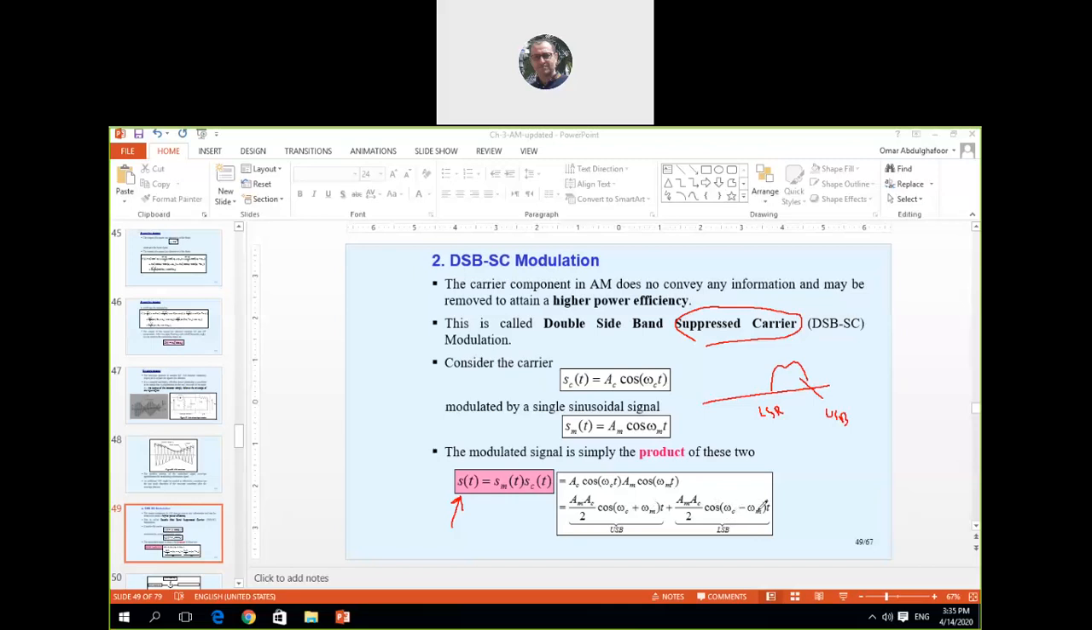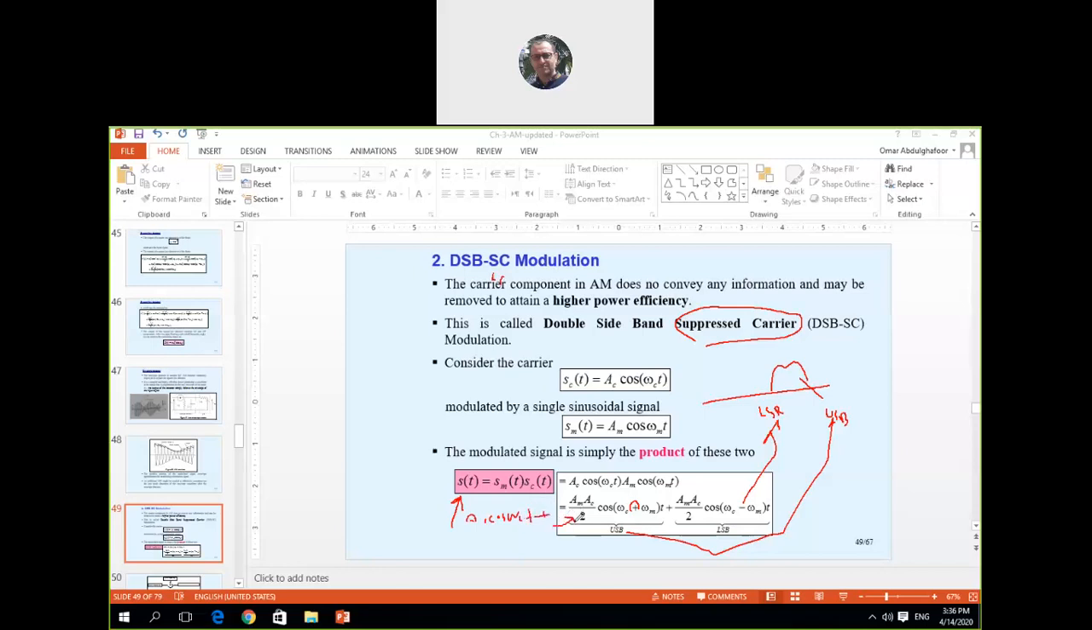You can see here that the positive part represents the upper sideband, and the minus part will be the lower sideband. We don't have any carrier as an independent term here. If you would like to compare this with large carrier, we have the same terms, but there we have A sub C cosine omega C T plus this one.